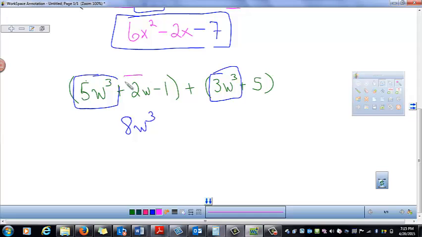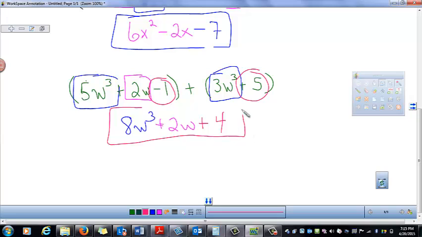My next one is 2W. With 2W, I don't have any other W's. So it just becomes plus 2W. Because there's nothing else to go with it, so you just copy it down. The last one I have a minus 1 and a plus 5, so that becomes plus 4. And it's all done, because they're all different, so you can leave it like that.